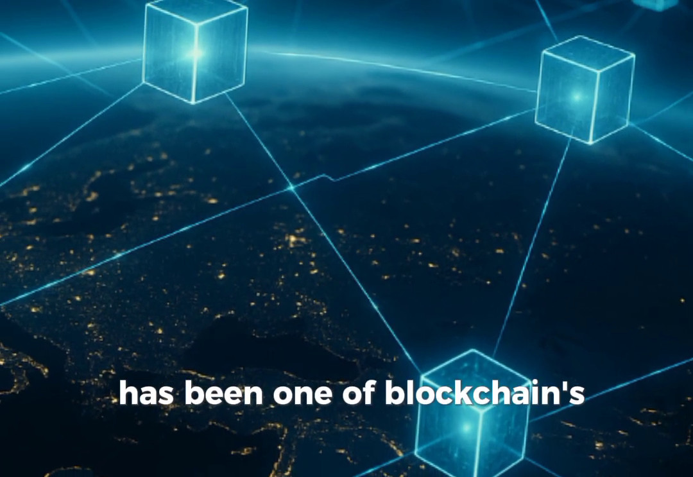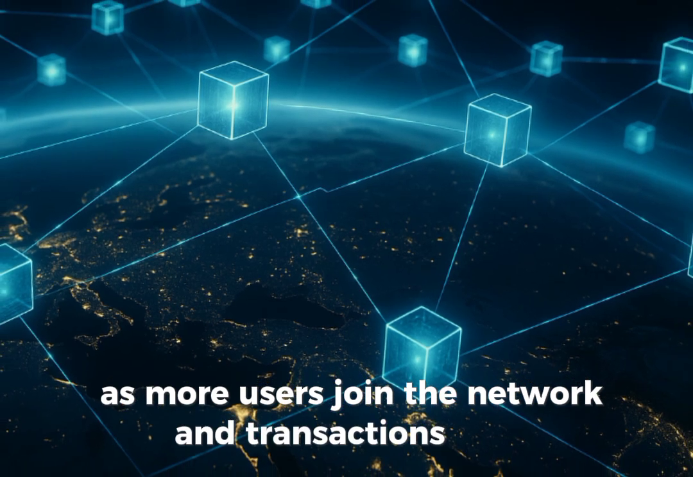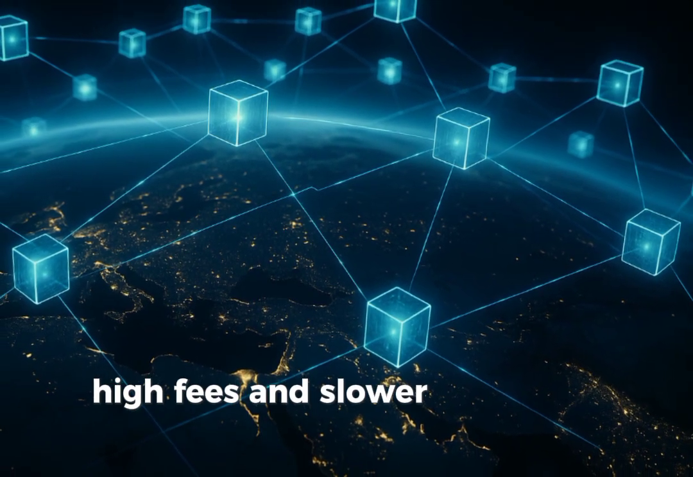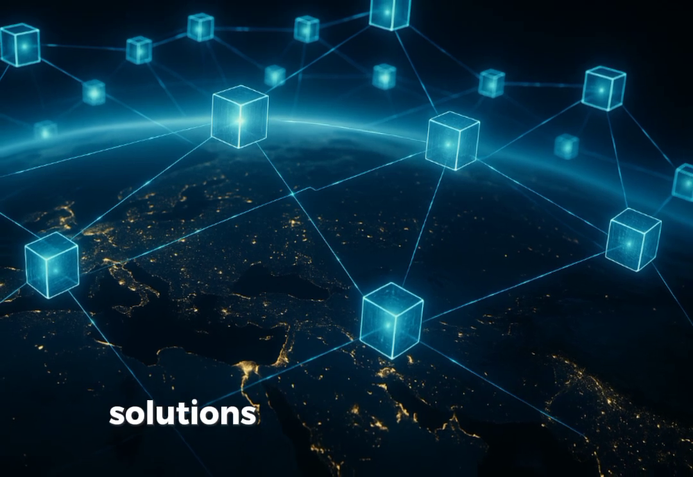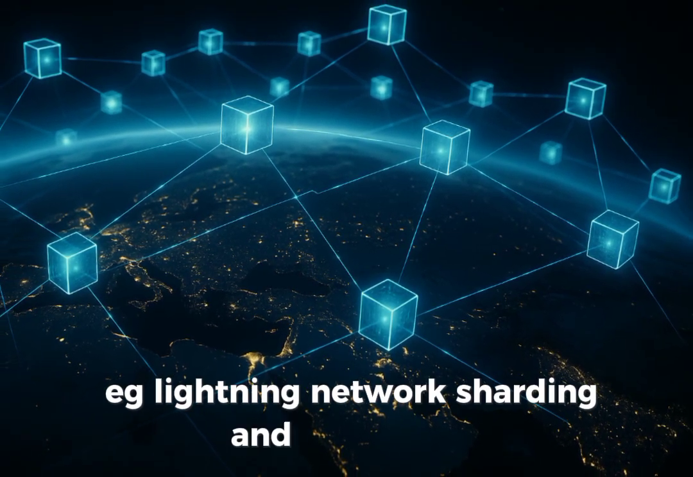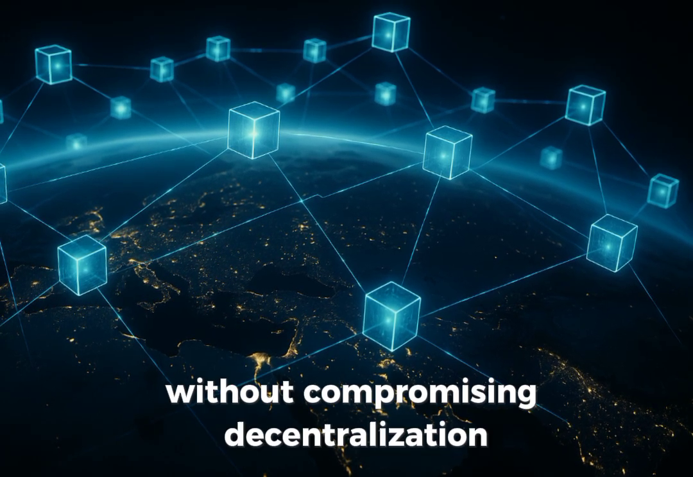Scalability has been one of blockchain's biggest challenges. As more users join the network and transactions grow, blockchains can face congestion, high fees, and slower processing times. Solutions like Layer 2 protocols, e.g. Lightning Network, sharding, and sidechains aim to increase throughput without compromising decentralization.